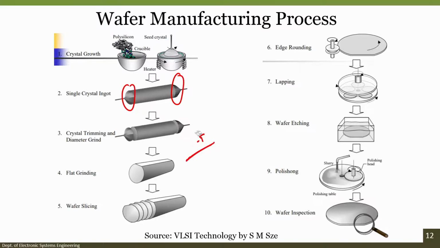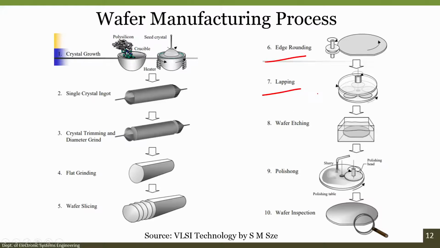Finally, after you grind it, what you do is you slice the wafer. All right. This slicing is done with the help of a diamond wire or diamond cutter. You do the edge rounding. After edge rounding, you perform lapping.